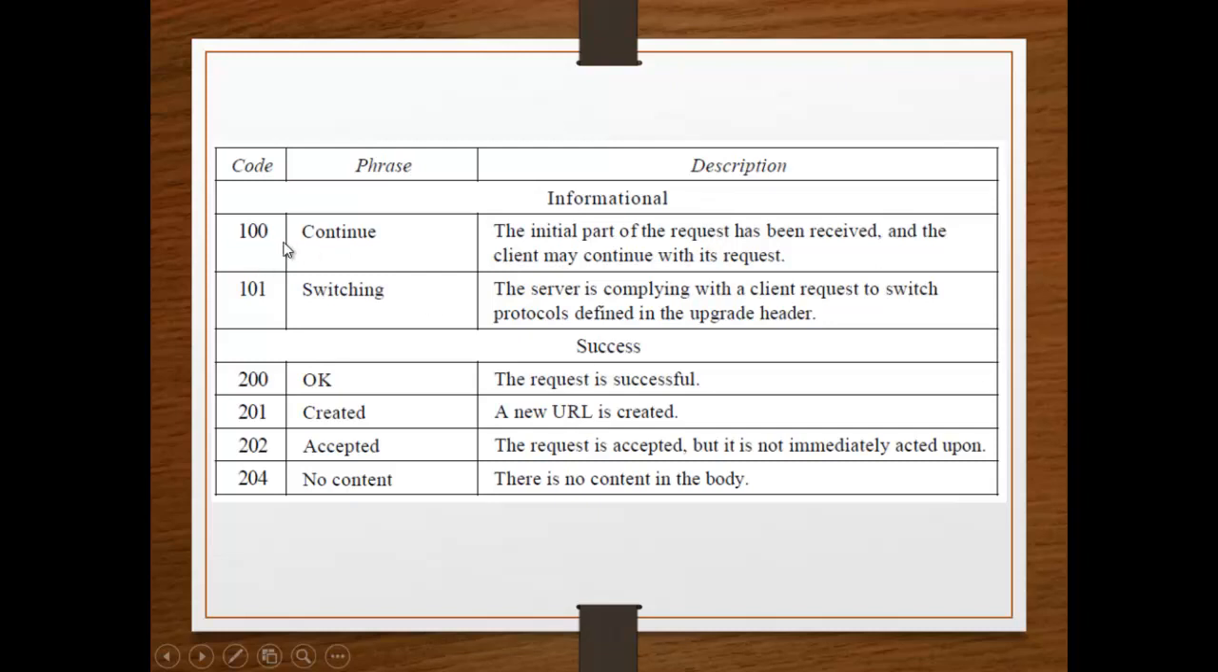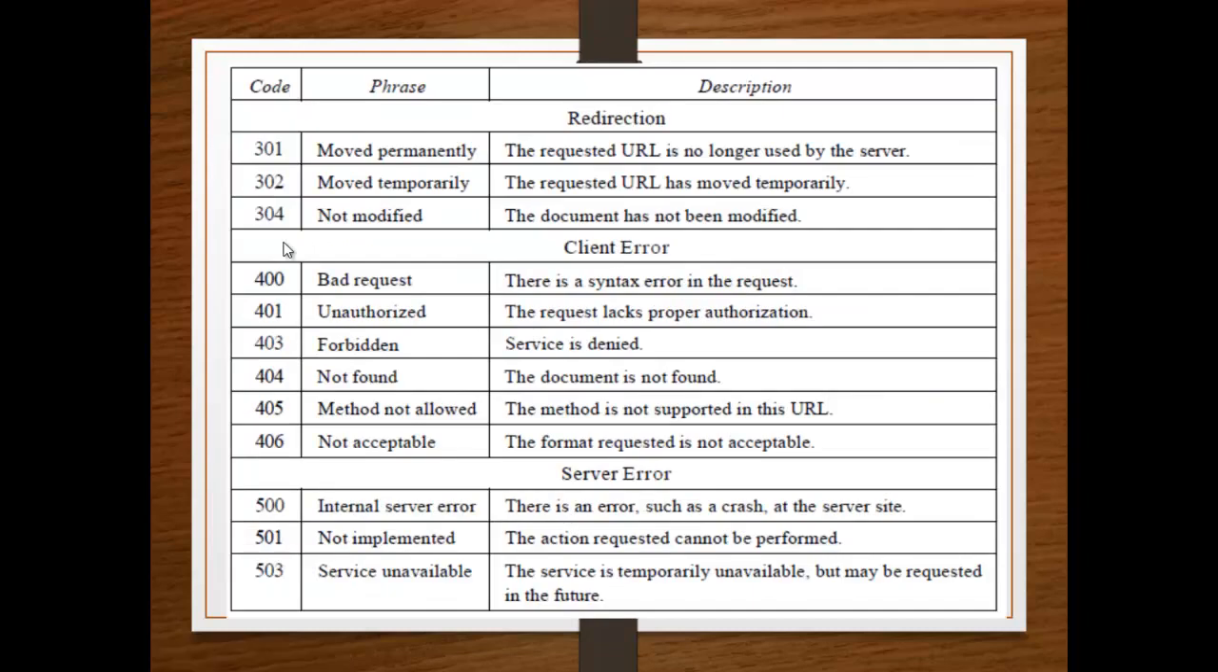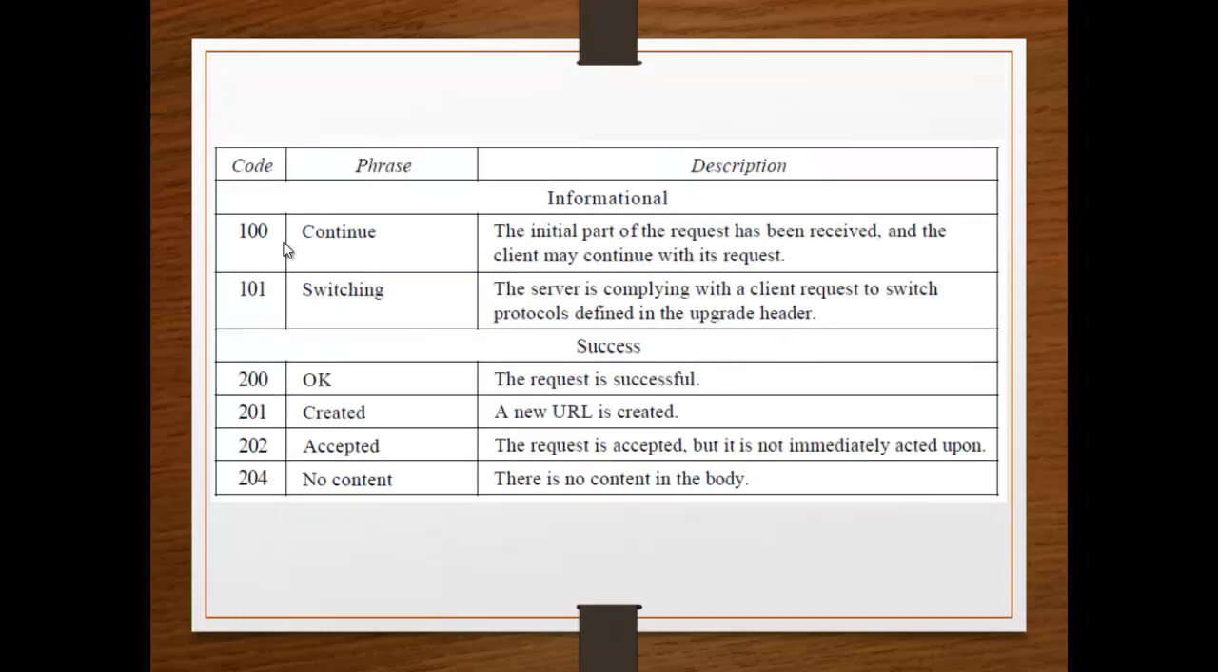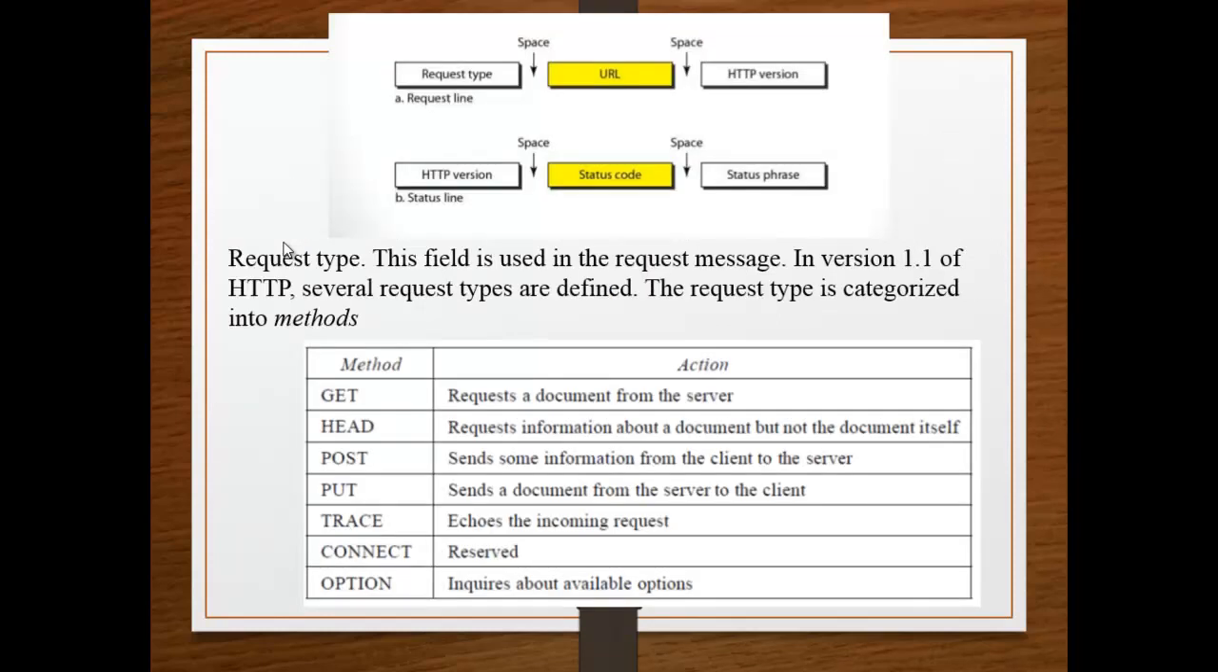There are so many status codes available in the response message. When the server wants to respond to the client, it will respond by means of the status code and the phrase. Both will be there in your status line. From that number and phrase, the client will understand what the server is trying to tell it. Whereas the request type is used in the request message.